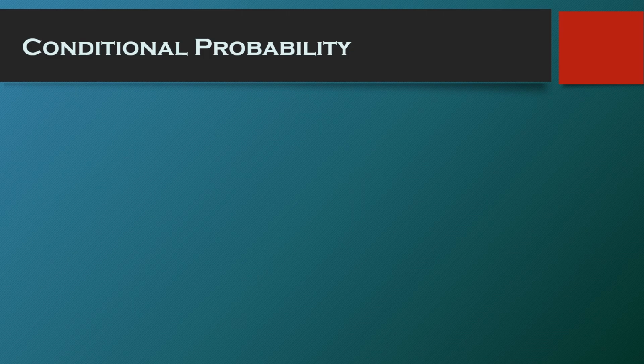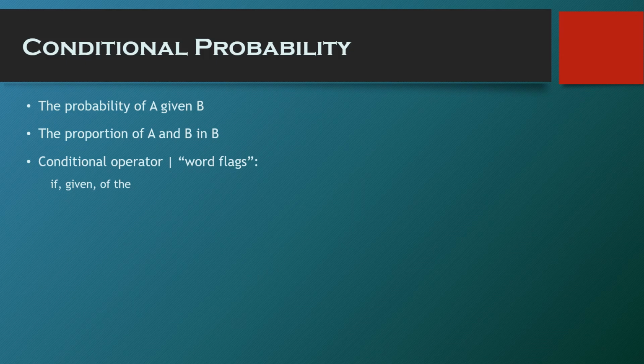Conditional probability can be explained by the following. It is the probability of A given B. It is the proportion of A and B in B. The pipe symbol is referred to by the words if, or, given, or, of the. P of A bar B is called the probability of A if B, or probability of A given B, or probability of A of the B.